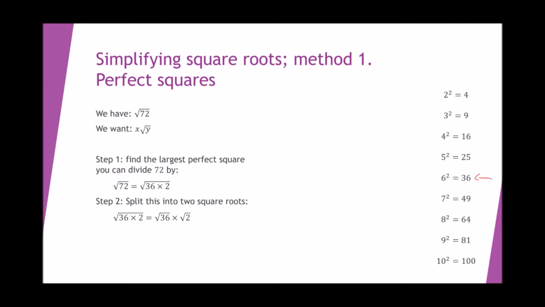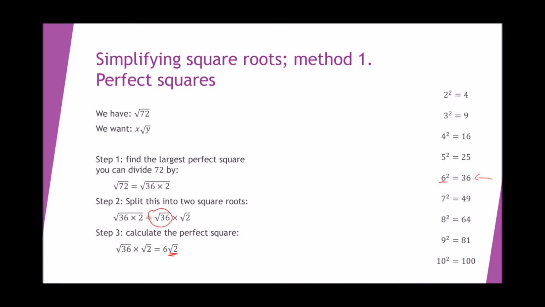But now that we've got this, we've got to the point of why we need perfect squares, because this square root 36 is exactly 6. So we can just write this as 6 square root 2. If we would have split it up in any other multiplication, then maybe we couldn't have simplified it like that. So that's why we need the perfect squares. And as a final check, can we divide 2 any further? No, we can't, so this is simplified as far as it goes.